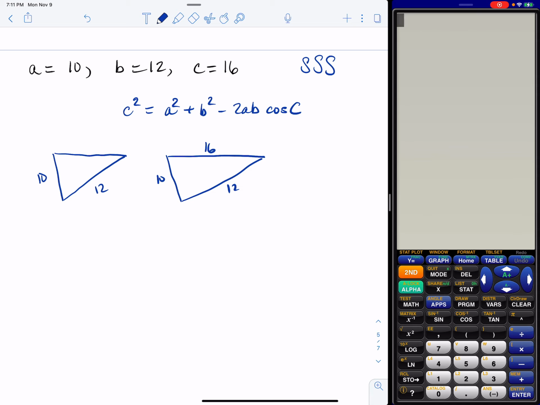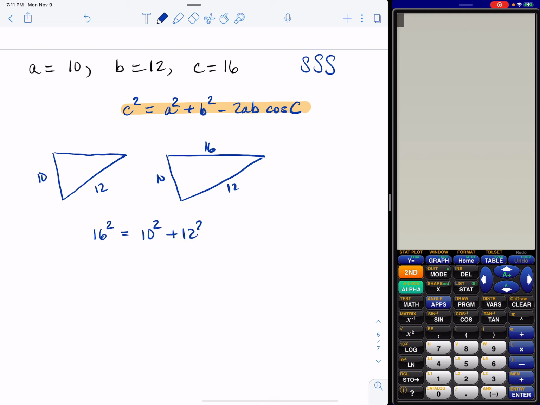So using this law of cosines, I'm going to plug everything in that I know. So I'm going to have 16 squared equals 10 squared plus 12 squared minus 2 times 10 times 12 cosine of c. So this one shouldn't be too bad. Remember to keep these together because that's all multiplied, right? So 16 squared is 256. 10 squared is 100. 12 squared is 144. So this is 244. 2 times 10 is 20, times 12 is 240, cosine of c.